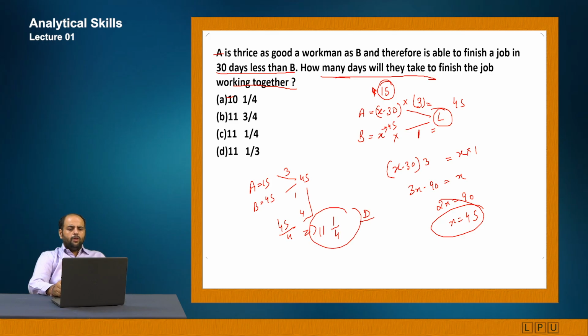Okay, so in this way you can solve the question, and there are also formulas that you can put, but there is no need to remember the formulas.